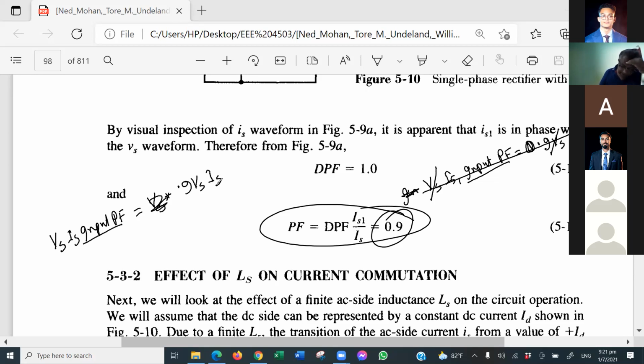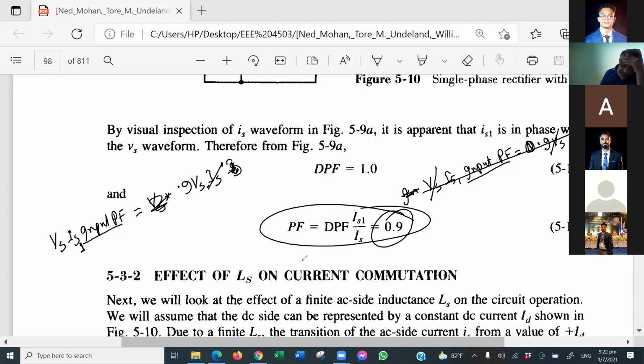If I write down this one, is it coming? IS1 should be IS. IS should be IS1. This one should be IS1, right? First one will be IS. So IS equals ID, yes. IS1 equals 0.9 ID.